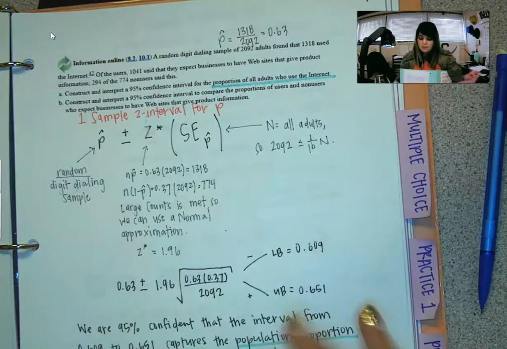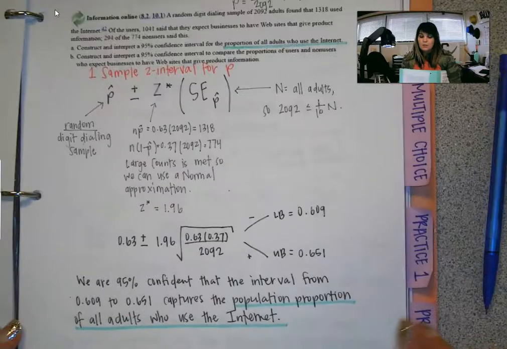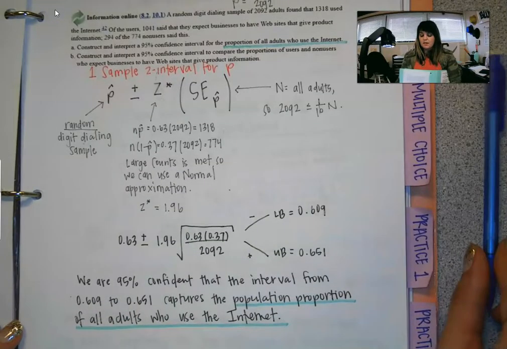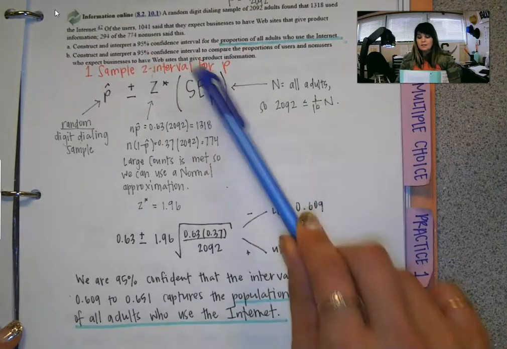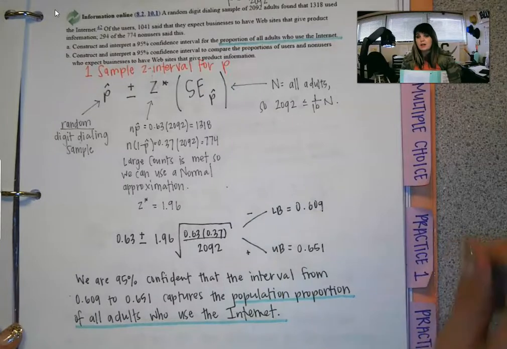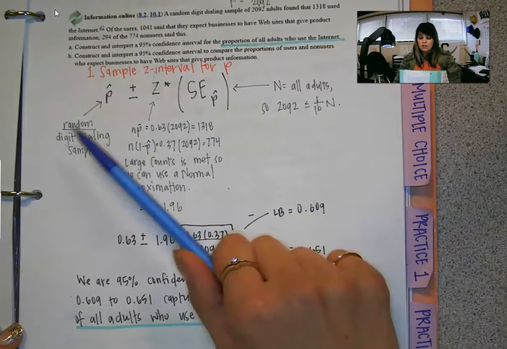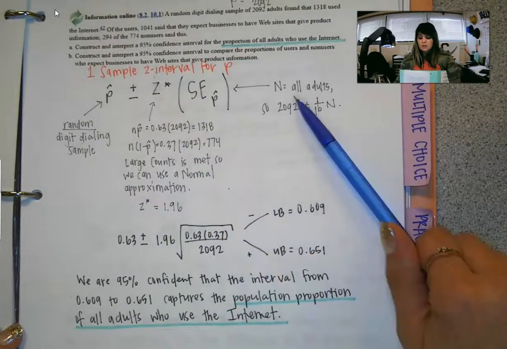Okay, so I'm just going to uncover, and I'm not really going to go through this in depth. I just want to say that for full credit for E, you have to have what I have written in red. You have to name correctly the procedure that you're doing. You check your conditions: random digit dialing, large counts, 10%.